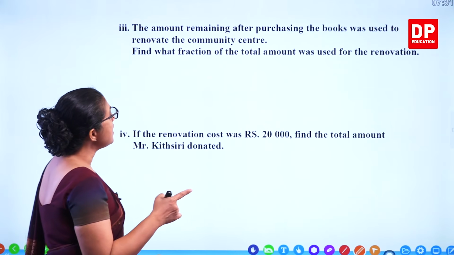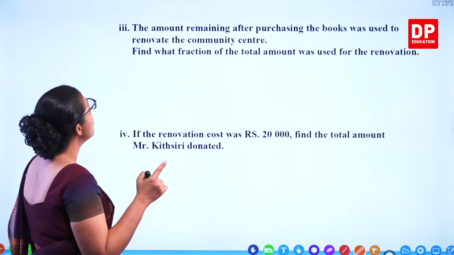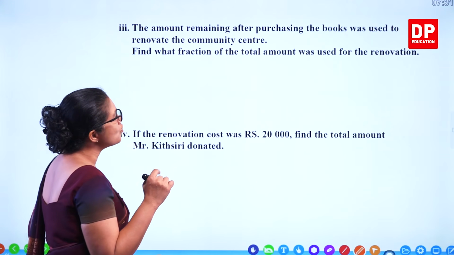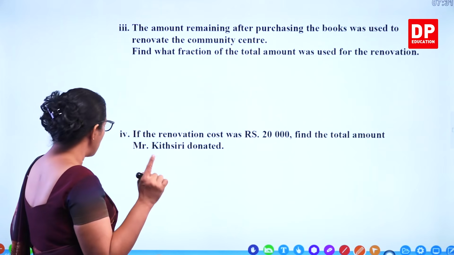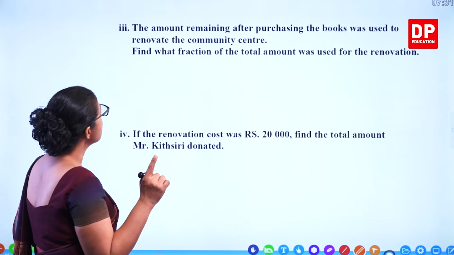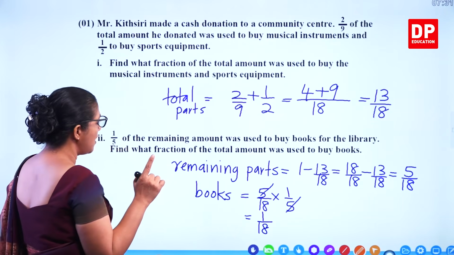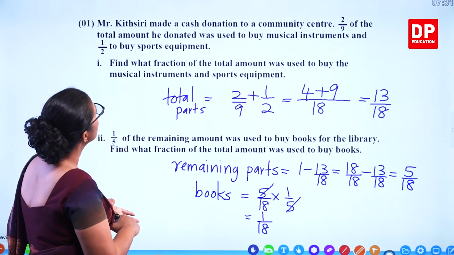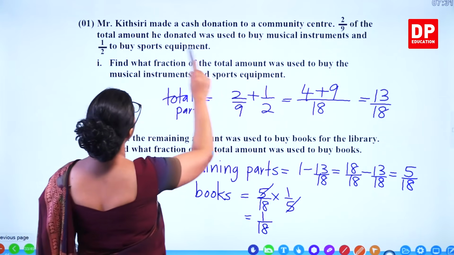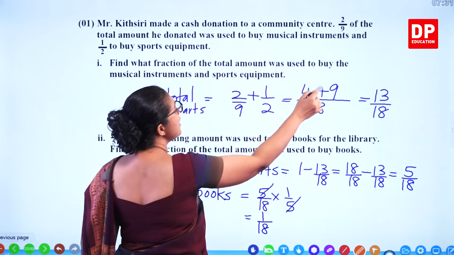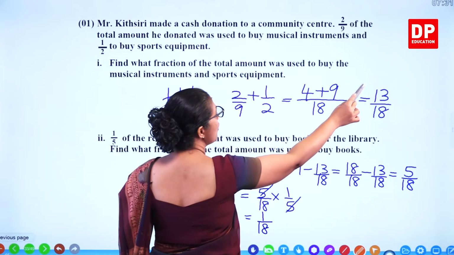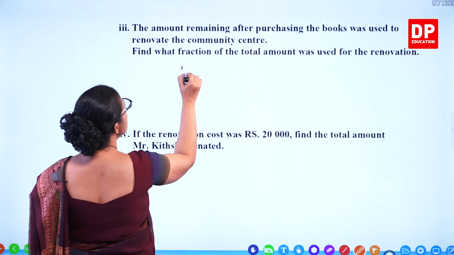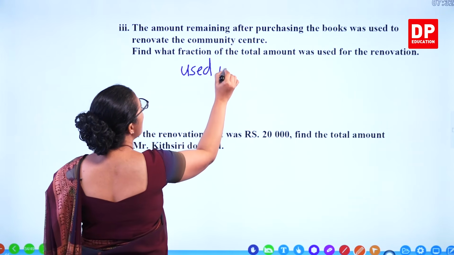The amount remaining after purchasing the books was used to renovate the community center. Find what fraction of the total amount was used for the renovation. So what are the total parts now? Now it says for books 1/18 and for musical instruments and sports equipment, 13/18. So what's the total amount used? Used parts altogether?